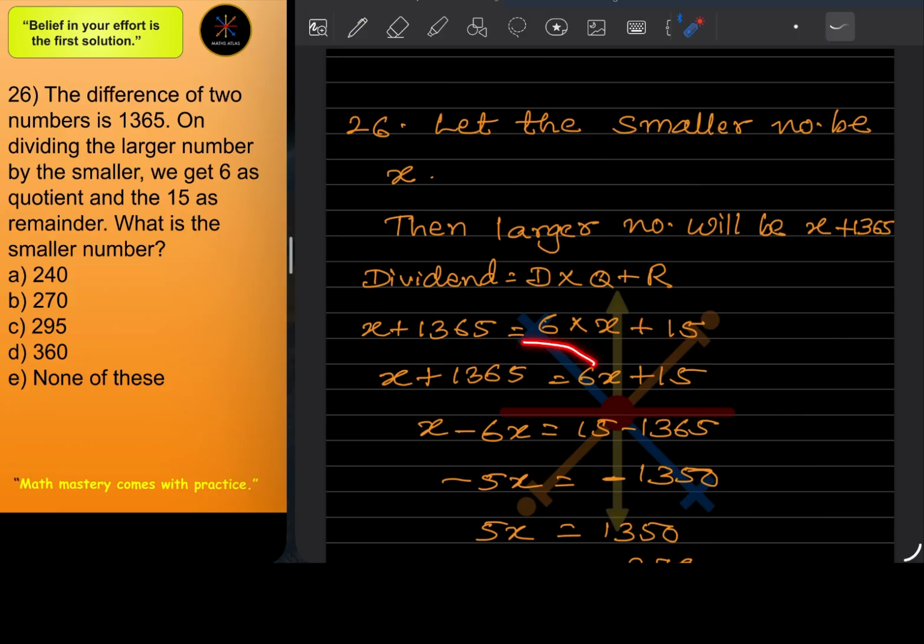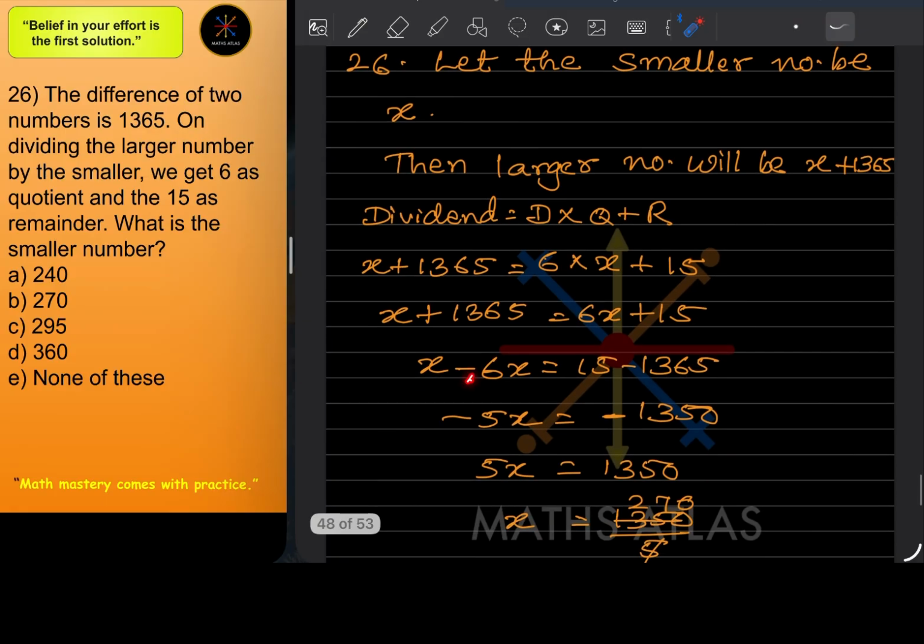So now let us take this x on the other side. So this x will be here, so that will be minus 6x. This is the same. If plus goes here, that is going to be minus 1365. So this will be minus 6, and here there is nothing, means 1. So minus 6 plus 1 is minus 5x, minus 1365 and this is plus 15, so that is going to be minus 1350.